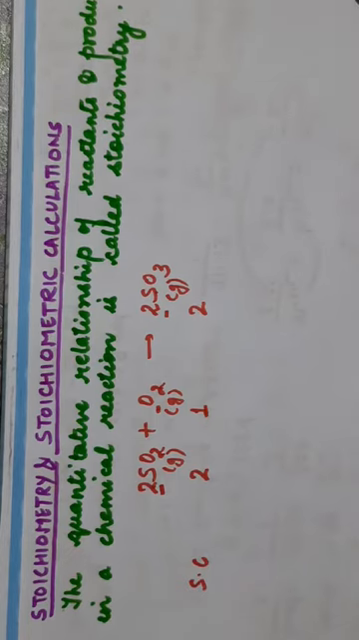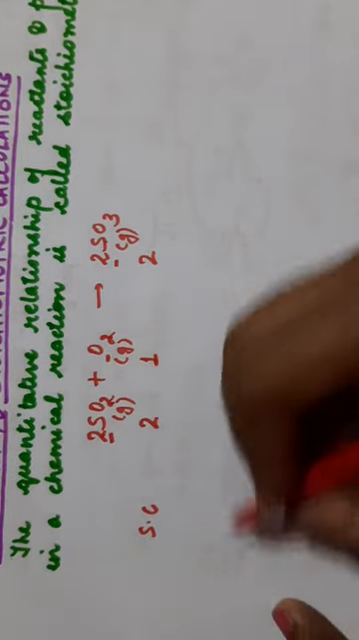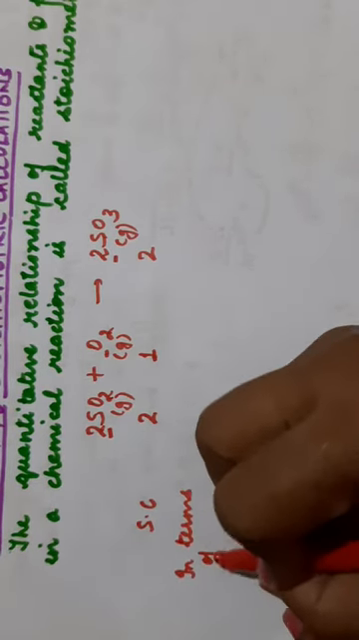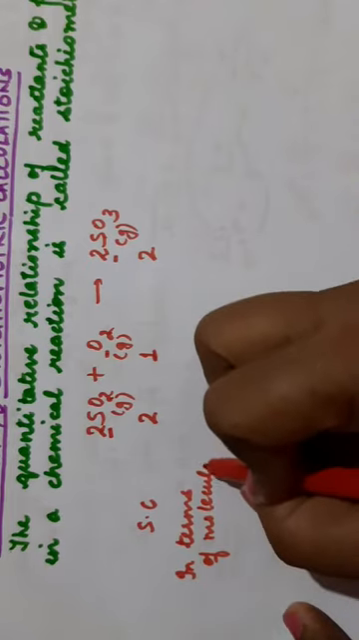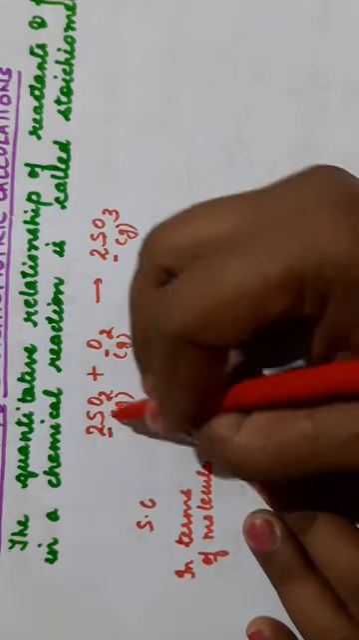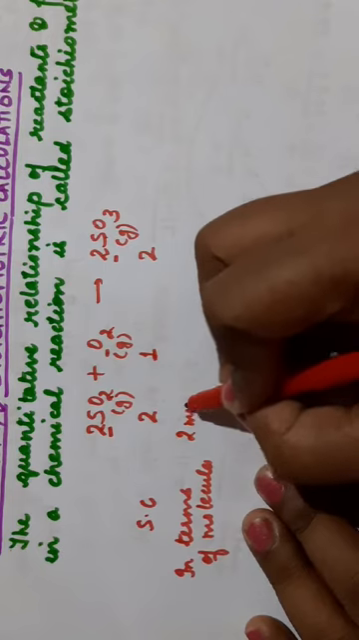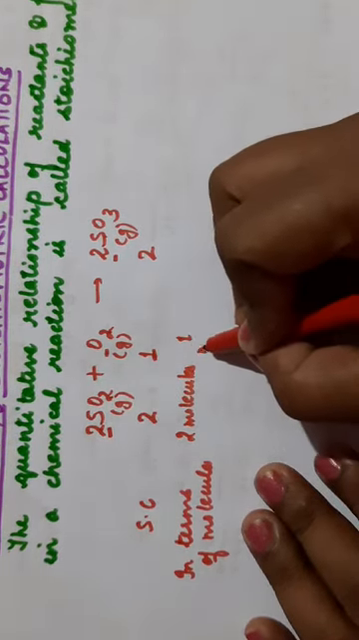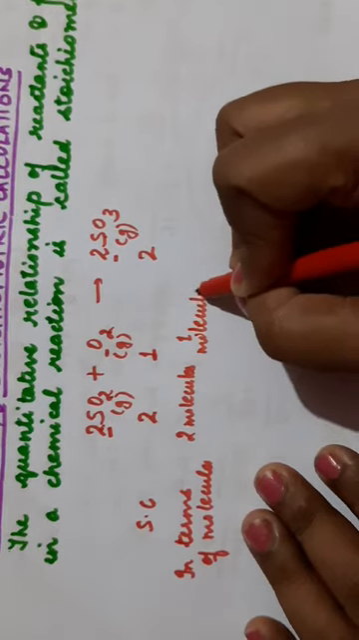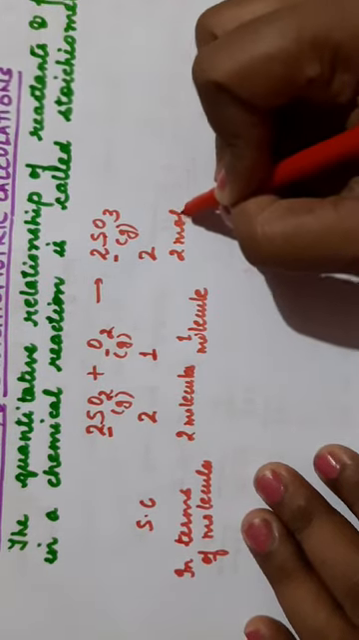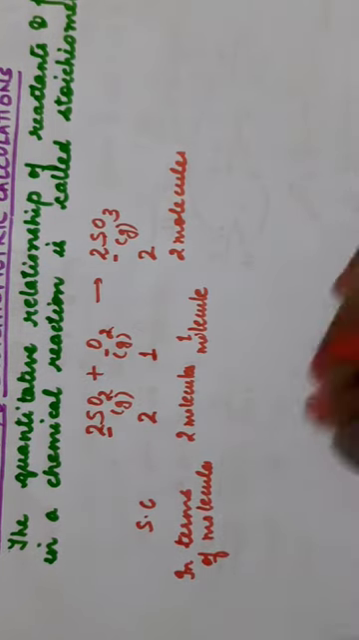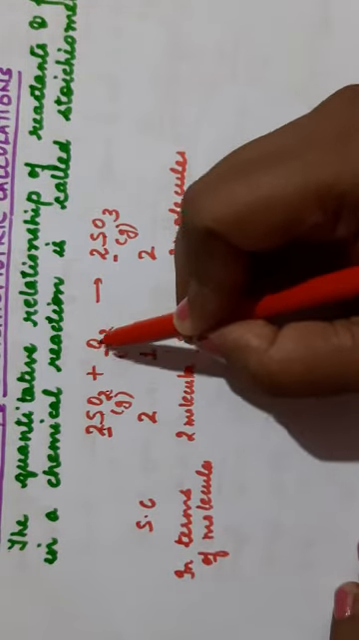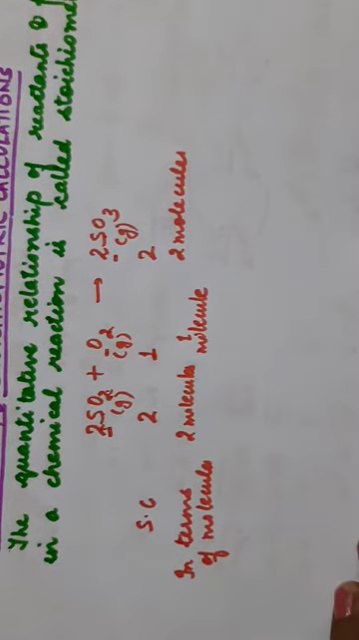Now what are the different types of relation? We will see here. Now if we see in terms of molecules, what does it mean? We can say 2 molecules of SO2 react with 1 molecule of O2 to form 2 molecules of SO3. Clear? So in terms of molecules, you can say 2 molecules of SO2 react with 1 molecule of O2 to form 2 molecules of SO3.